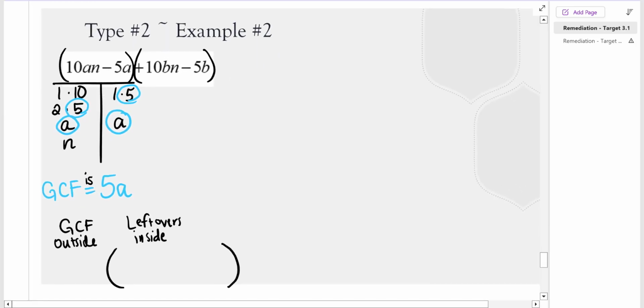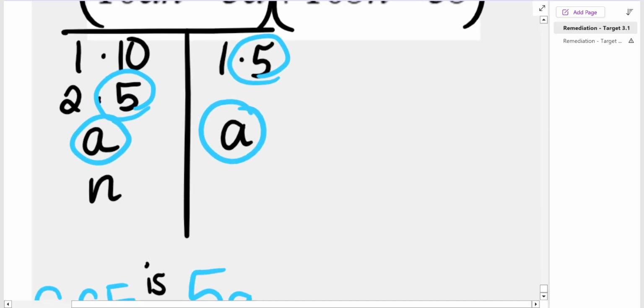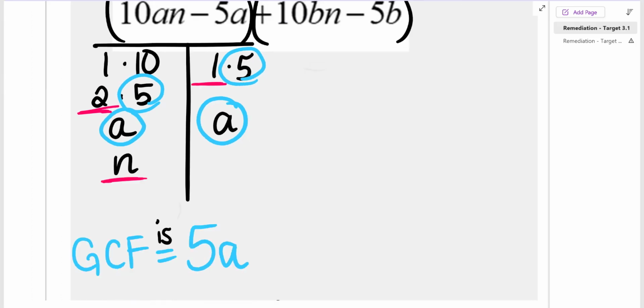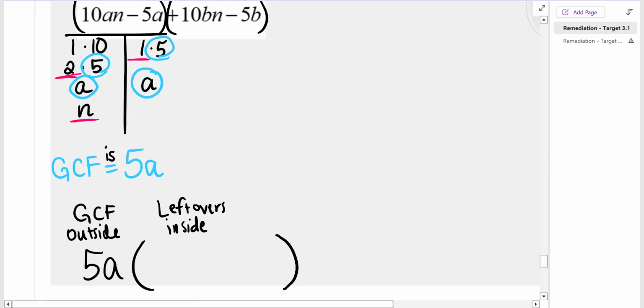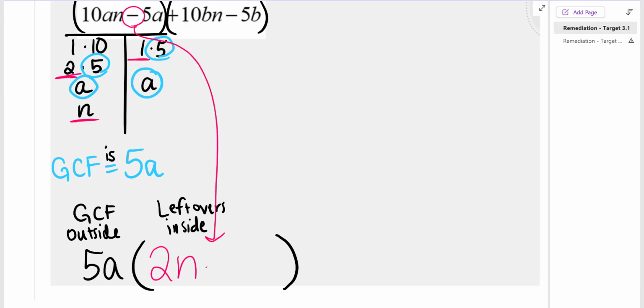Now remember, we write the GCF outside because that's what we're taking out. And then we're going to determine what's left over. So whatever is next to what you took out. So for example, we took out this 5, so next to it is what's left over. If we took out this 5, the 1's left over. And then also don't forget we still have an n, so we can't forget that. So the leftovers inside would be 2n. You're going to keep that same sign there, and then this 1. So I got this 2n goes here, and then this 1 goes there.